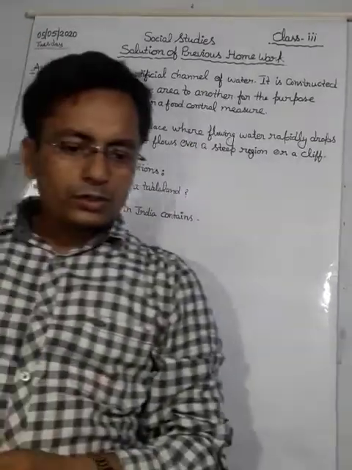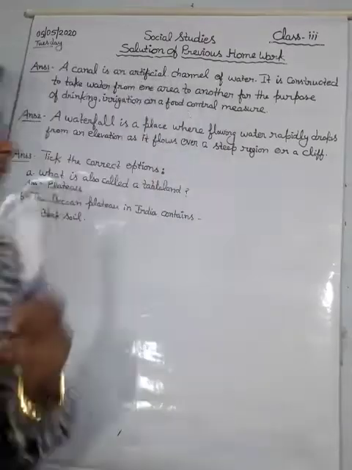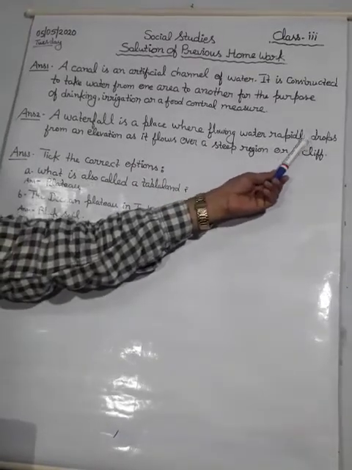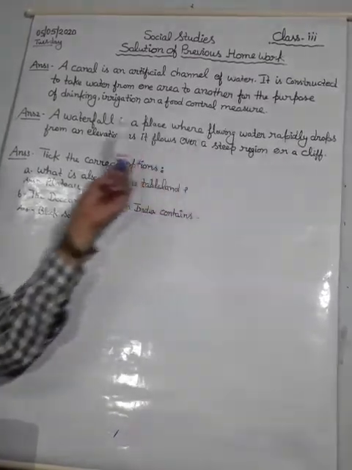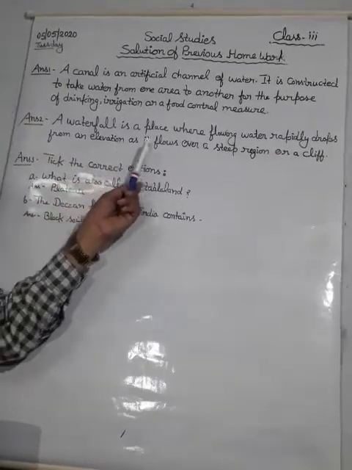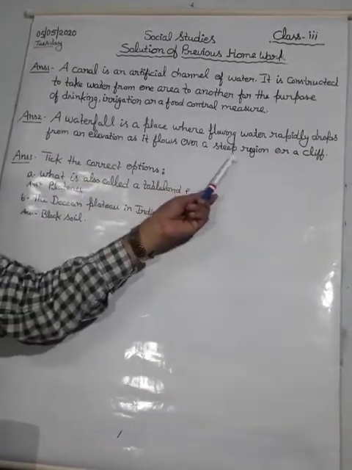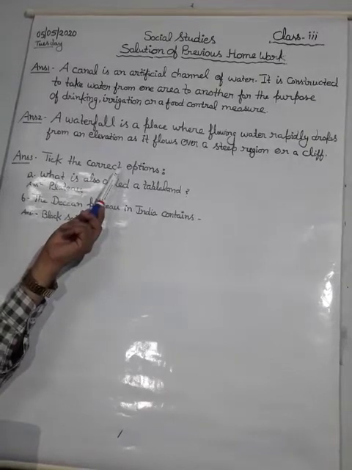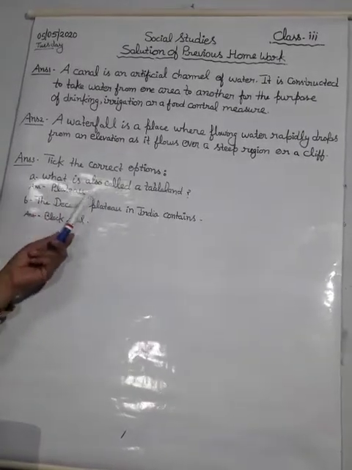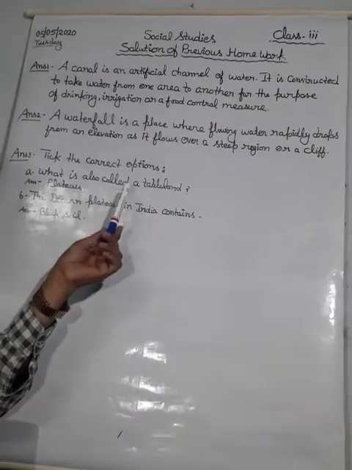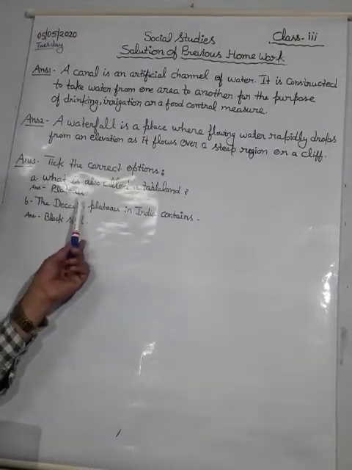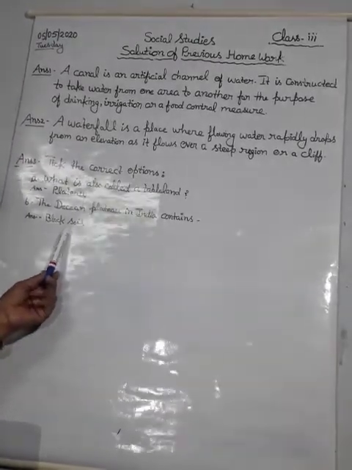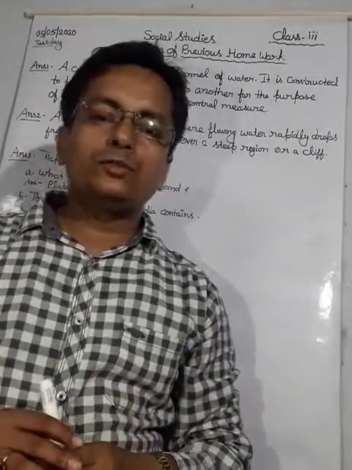And next question is, what is a waterfall? A waterfall is a place where flowing water rapidly drops from an elevation as it flows over a steep region or a cliff. Next is tick the correct options. First one is, what is also called a tableland? Answer will be plateau. The Deccan Plateau in India contains which type of soil? Black soil. Yes, student. Black soil is good for cotton crops.